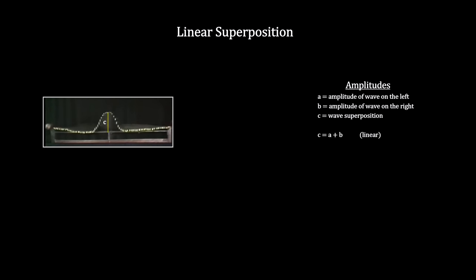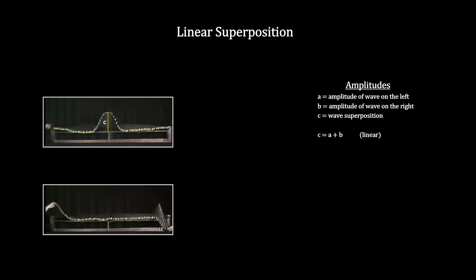Based on the wave nature of particles, superposition is the combining of multiple waves. For example, here we see two waves with amplitudes A and B. When they combine, the superposition state has an amplitude of A plus B. The relationship is linear.